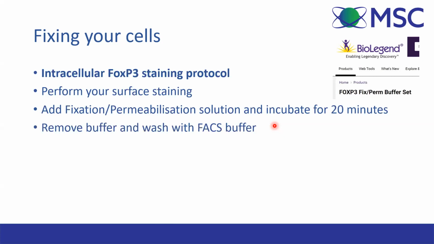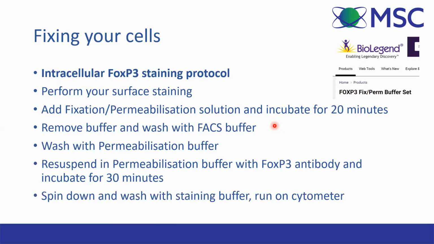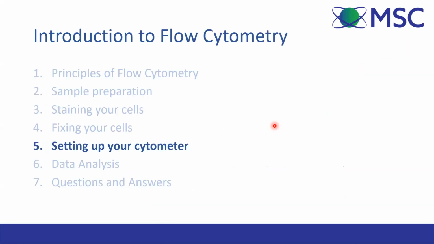You then remove this buffer, wash your cells with FACS buffer, and wash them with the permeabilization buffer. Then you resuspend in permeabilization buffer, which has your FOXP3 antibody inside, and incubate for 30 minutes at 4 degrees. And again, just spin down your cells, wash, and you're ready to go on your cytometer. So it's a very straightforward, simple protocol, which can be optimized quite easily for any lab.